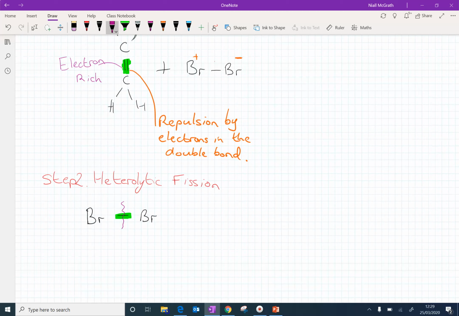Because up here we said that this one becomes negative, or the way it's polarized is that it's negative, all the electrons go with that. So the electrons from this are all going to go with this bromine. So we're going to have Br plus, and then you're going to have Br minus that has 2 free electrons in it.